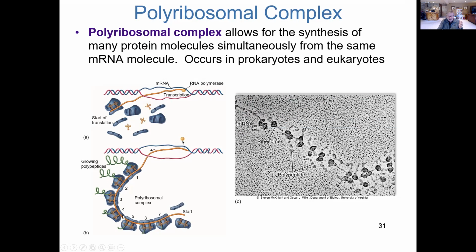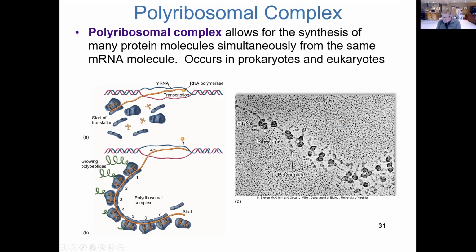Now it's being translated. And if we start here at the beginning of the messenger RNA strand and continue to move along it, look what happens. We start to elongate that polypeptide. Eventually, we'll get to the end of it, and we'll be done making our proteins. But the point I'm trying to make is we can have many ribosomes, many, moving along that same strand of messenger RNA, and the result is the formation of a lot of polypeptide, a lot of that same protein.